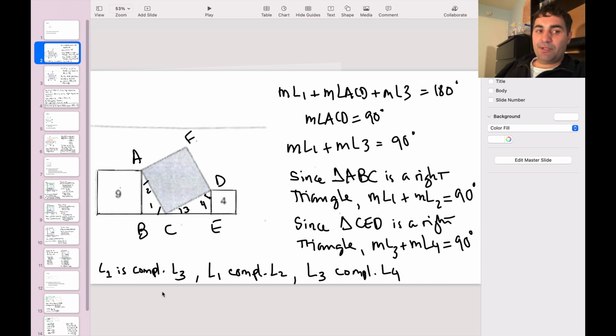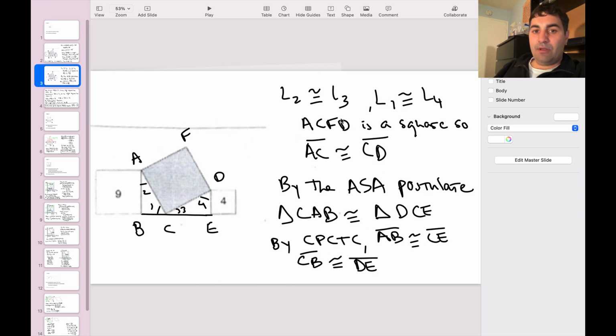So if we look at these relations down here, angle 1 is complementary to angle 3, and angle 1 is complementary to angle 2. So angle 2 is congruent to angle 3 because angles that are complementary to the same angle are congruent. Angle 1 is complementary to angle 3, and angle 3 is complementary to angle 4. So angle 1 is congruent to angle 4 because angles that are complementary to the same angle are congruent. So we can write that down.